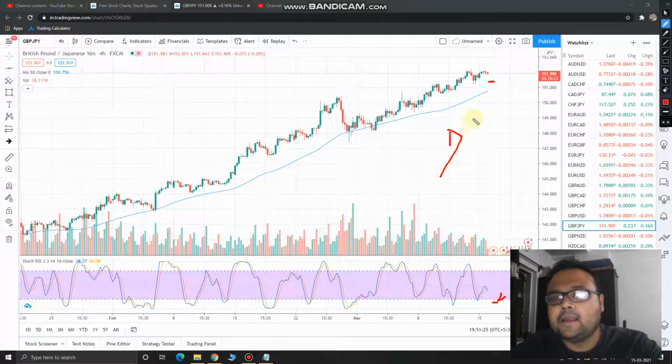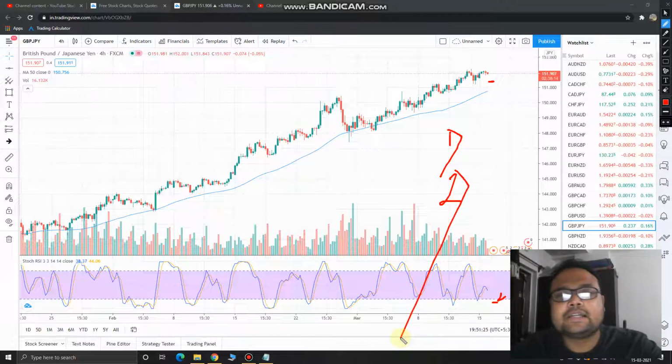Buy. And the second strategy is, if it does not come to the 50 moving average, then wait for the stochastic RSI to go to the oversold zone. When the stochastic RSI goes up again, just look at the position of the price. If it is still trading above the 50 moving average, buy it. So that is a simple strategy for GBP JPY, British Pound Japanese Yen, for 16th March 2021.